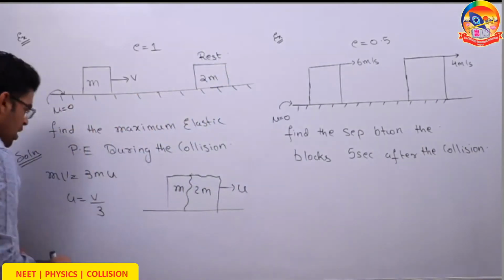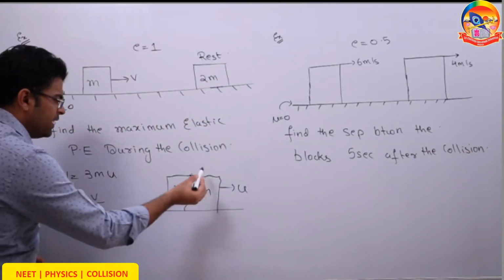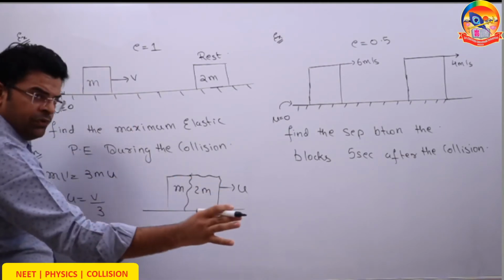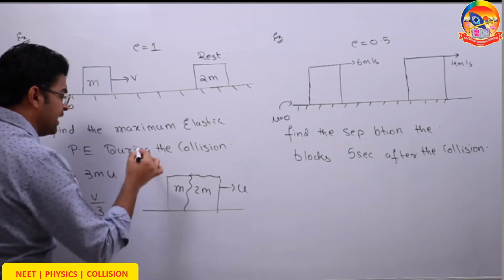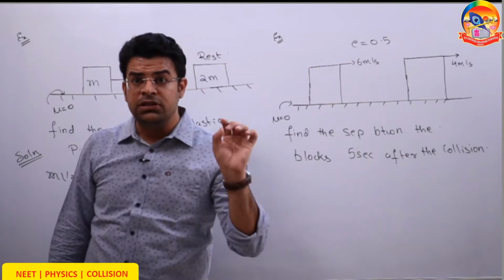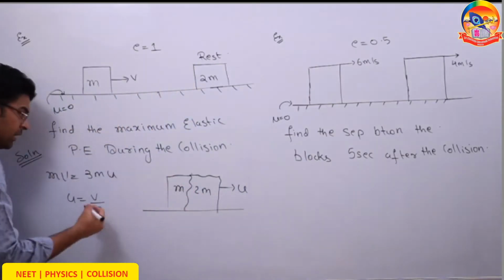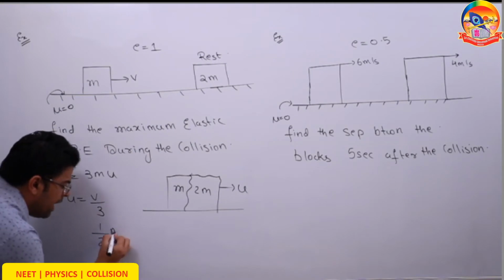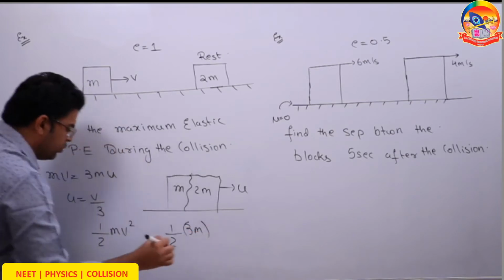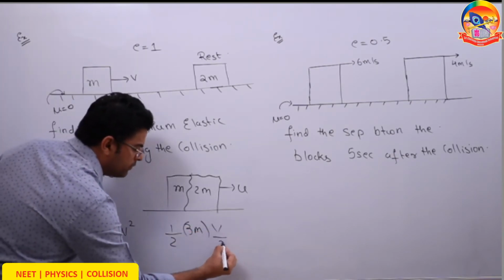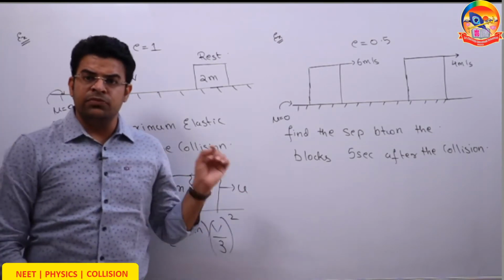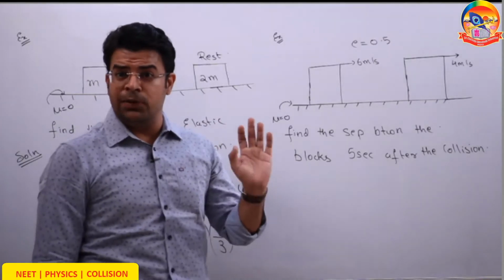So now here, how to find the maximum potential energy? Find the kinetic energy at the time of maximum deformation, find the initial kinetic energy, subtract them. Their subtraction will give you how much kinetic energy has been lost. The loss in kinetic energy will be equal to the gain in potential energy because the energy is conserved. So you will say the initial kinetic energy is half mv square, the kinetic energy at this instant is half into 3m into the common speed (v by 3) whole square, and the difference in them gives you the loss of kinetic energy. That will be the potential energy at the time of maximum deformation.